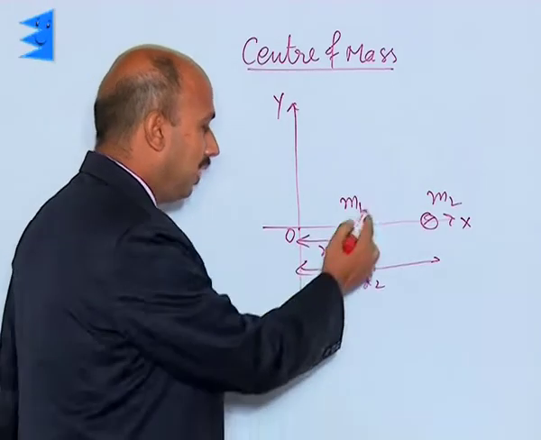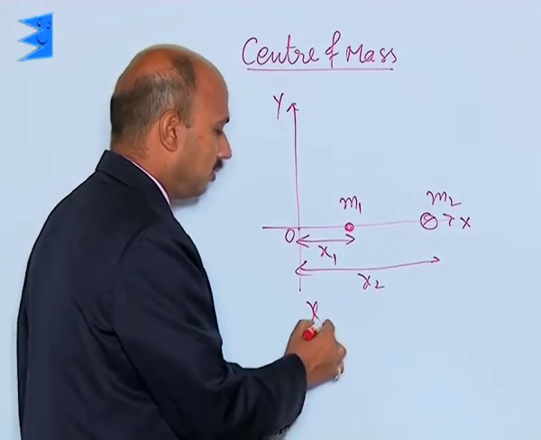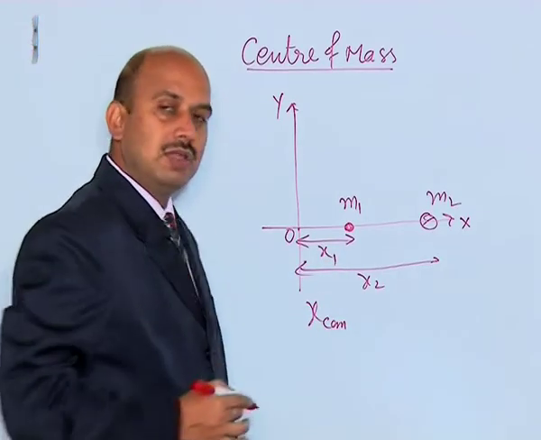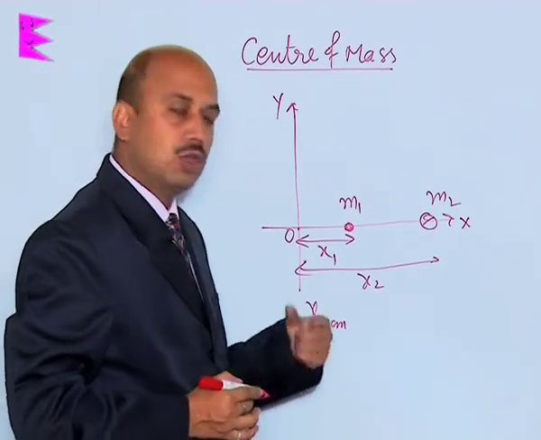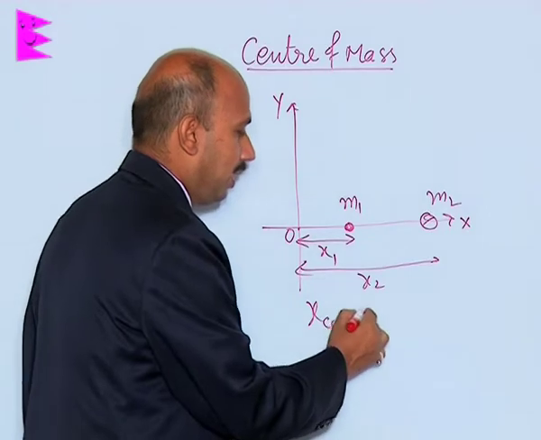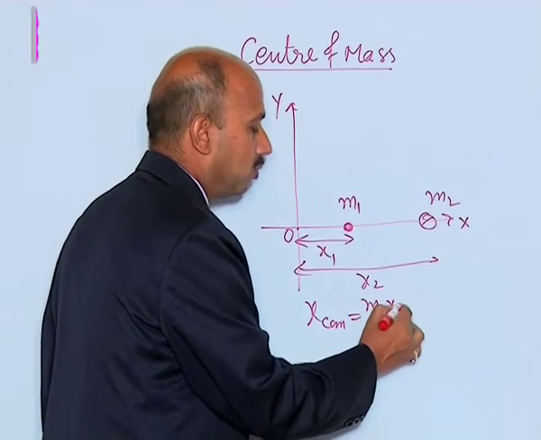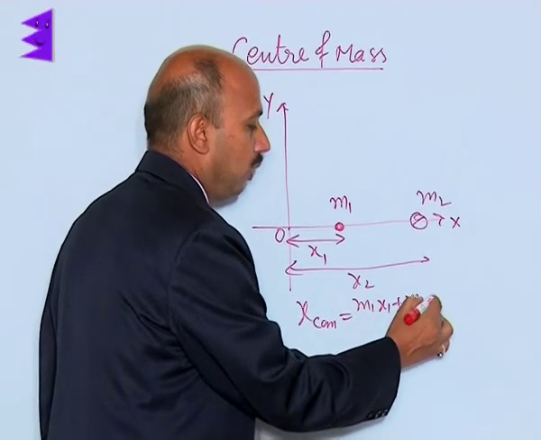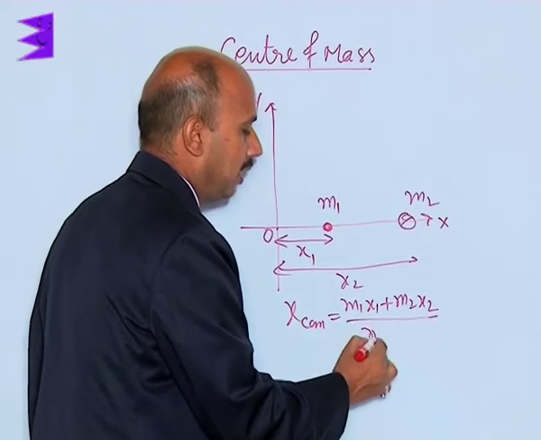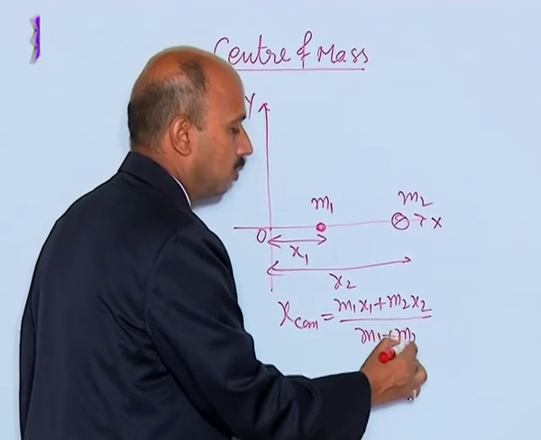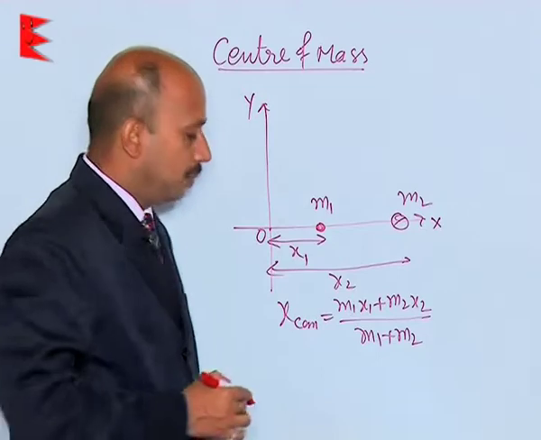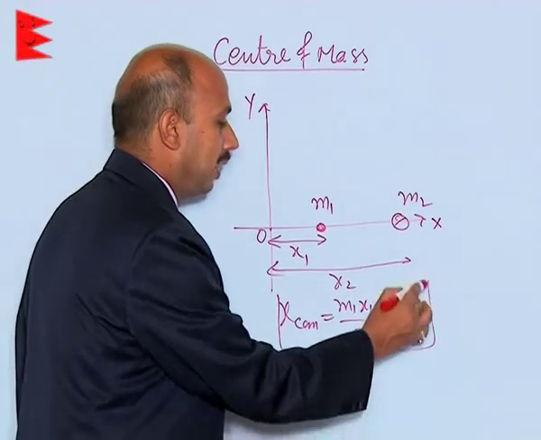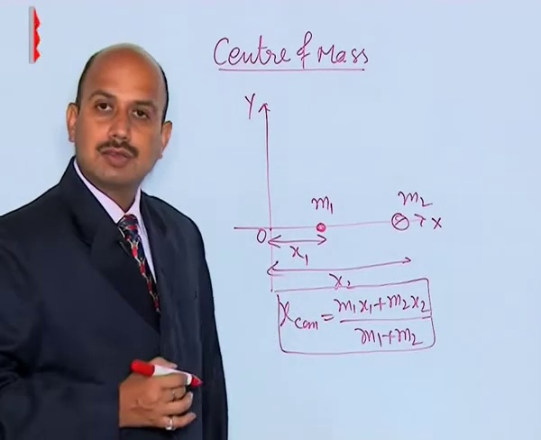So, we can define the center of mass, x COM. X is representing here the position of the center of mass. We can write here m1 x1 plus m2 x2 divided by m1 plus m2. So, by using this formula we can calculate the center of mass.